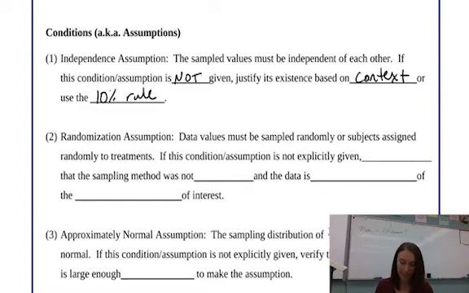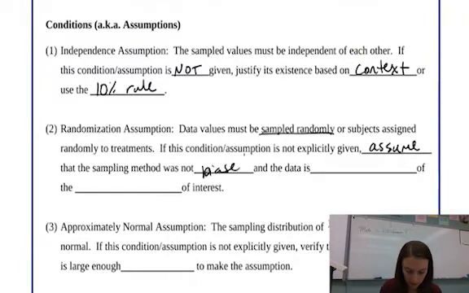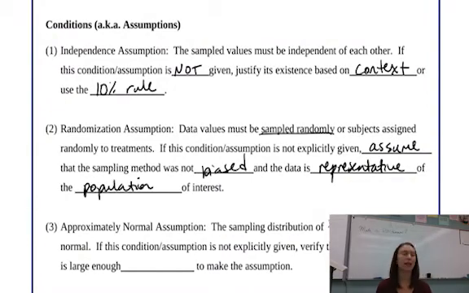Randomization assumption: the data values must be sampled randomly. So they have to be sampled randomly or selected randomly or subjects assigned randomly to treatments. If this condition or assumption is not explicitly given, then we assume the sampling method was not biased and that the data is representative of the population of interest.